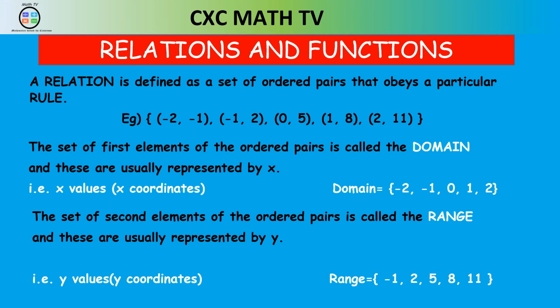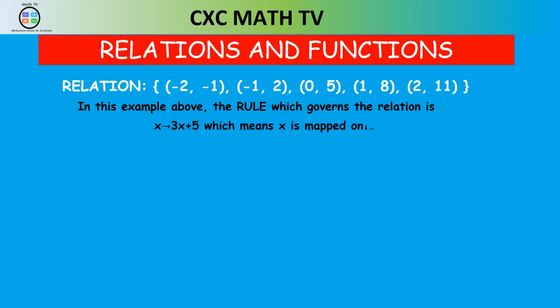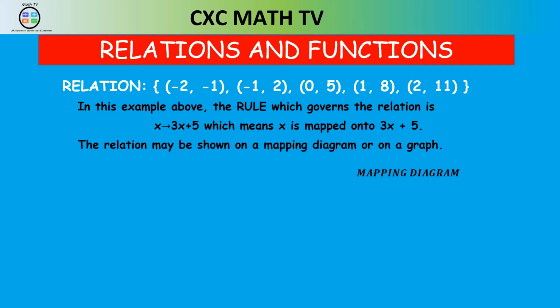Now, in this example above, the rule which governs the relation is x is mapped to 3x plus 5, which means that x is mapped onto 3x plus 5. Now, remember what we said, we said that a relation is a mapping that obeys a particular rule. All we're saying is that the rule that maps x to y is 3x plus 5. Alright, so the relation can be shown on what is known as a mapping diagram.